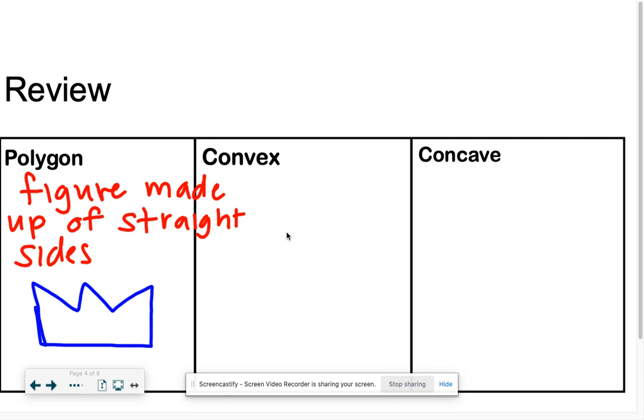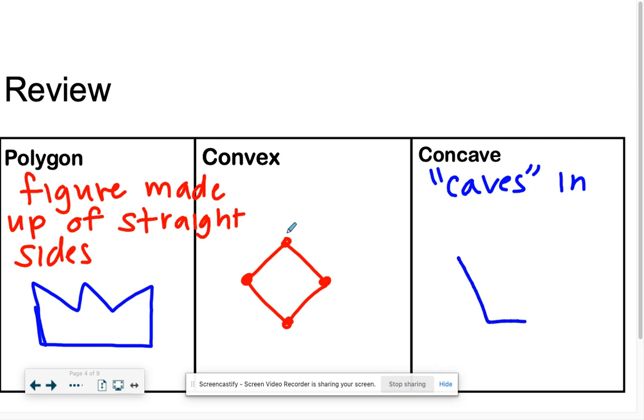Convex is a polygon where all the sides pop out. So a picture of that would be like a rhombus, right? All of your sides just pop out. There's nothing dipping inwards. Whereas concave, remember, it caves in. So that would be kind of like our crown over there, right? One of our sides dips in, like I did right there. Because it dips in, it caves in on itself, it's called concave.